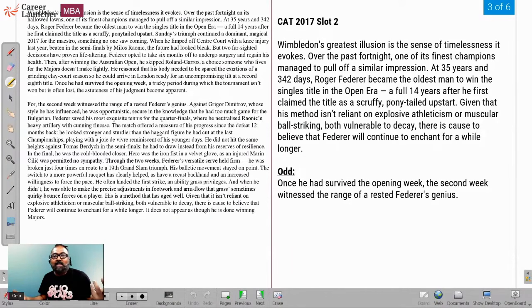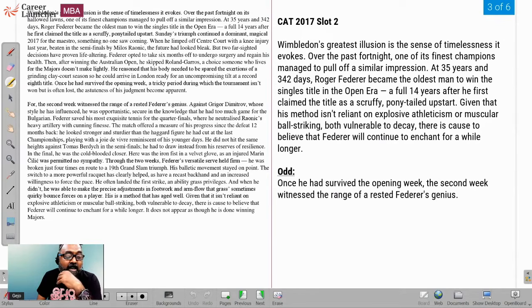Wimbledon's greatest illusion is the sense of timelessness it evokes. Over the past fortnight, one of his finest champions managed to pull off a similar impression. At 35 years and 343 days, Roger Federer became the oldest man to win the singles title in the Open era, a full 14 years after he first claimed the title as a scruffy ponytailed upstart. Given that his method isn't reliant on explosive athleticism or muscular ball striking, both vulnerable to decay, there is cause to believe that Federer will continue to enchant for longer.